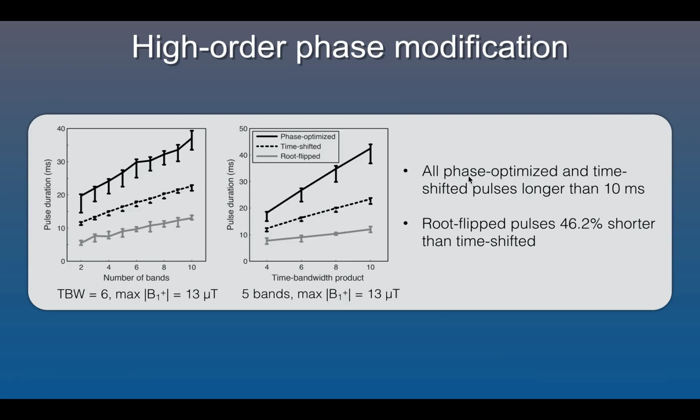We can compare this then to pulses that are designed by Wong's phases or by the time-shifted method. And what we find is that the root-flipped pulses are always the shortest, subject to a peak B1 of 13 microtesla, which is a common body coil peak B1. The pulses are almost always shorter than 10 milliseconds, and they're about a factor of 2 shorter than time-shifted pulses.